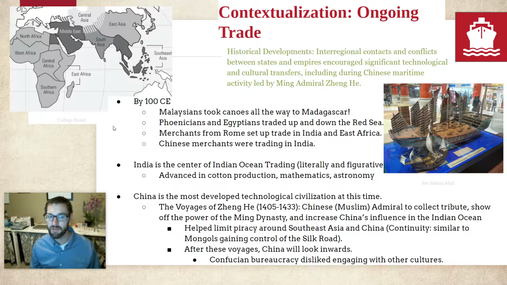But we're going to see no one group controls the Indian Ocean Trade Network, unlike the Mongols, who eventually control pretty much almost all the Silk Road.